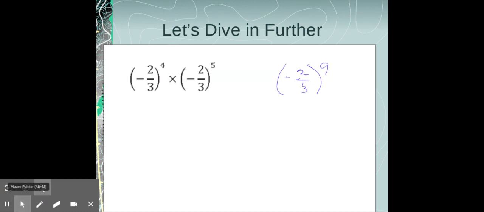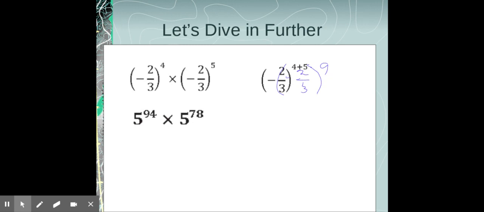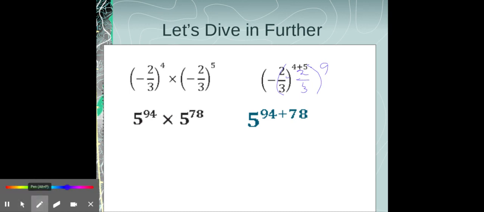Okay, let's take a look at another one. 5 to the 94th times 5 to the 78th. Trust me, if you put those numbers into a calculator, you're going to get something that's so big, your calculator is going to give you an error. But we know that we can just keep the base because the base is the same and add our two numbers together. So 5 to the 94 plus 78. Now, maybe you even need a calculator to add those together, but that's going to come out to be 5 to the 172nd. A really big number.